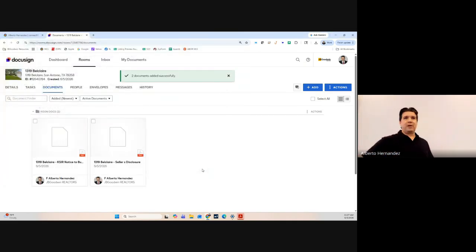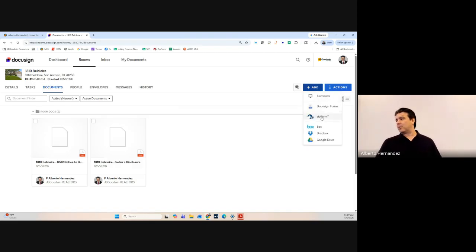So all I've done right now is just added the 2 documents that I know will eventually be part of my eventual offer when I submit it to my client for signature. But now I need to add the promulgated forms that I'll need to actually submit that offer, that 1-to-4 contract, all that good stuff here. So I'm going to go to the same tab, Add, but now I'm going to go to Zip Forms.